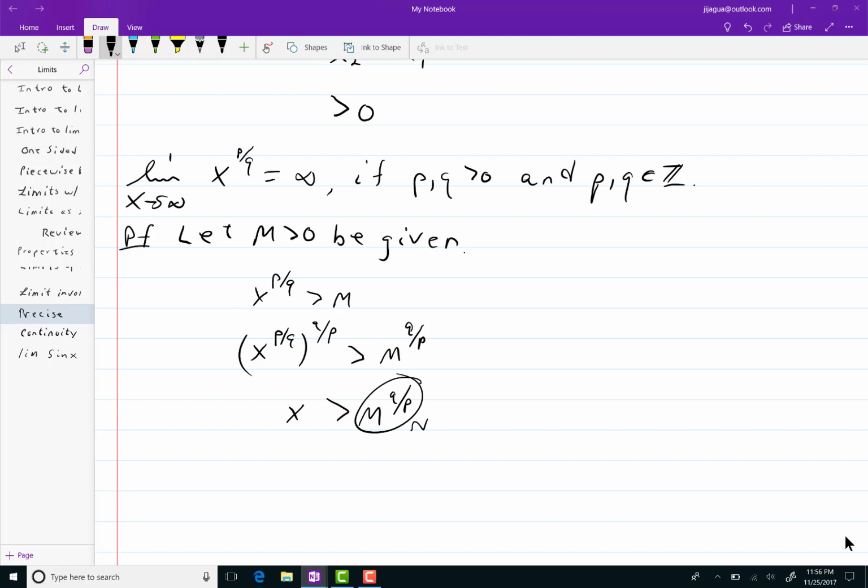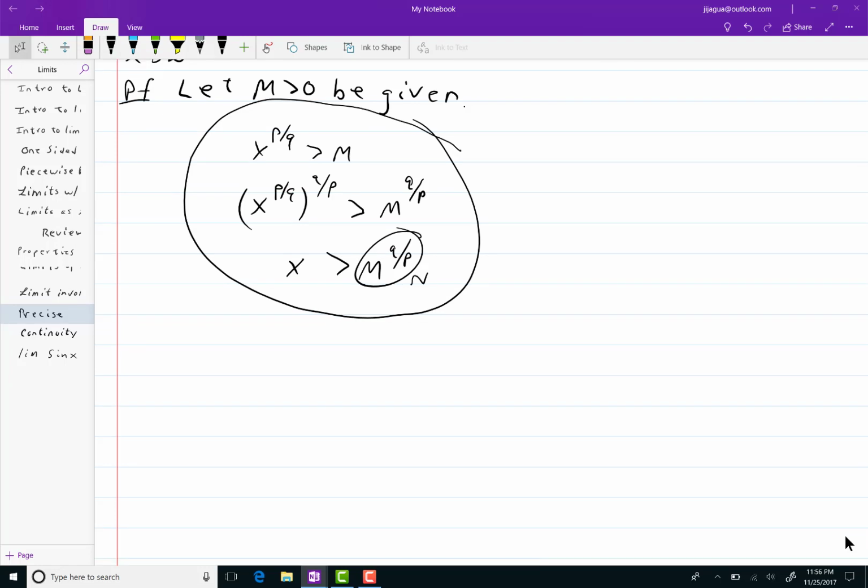Well, this right here will work as my n. So, let me just circle this stuff because it's not part of the proof. I just use it as a little worksheet there. Perhaps I should have done it off to the right, but nonetheless. So if m greater than 0 is given, let n equal m to the q over p.